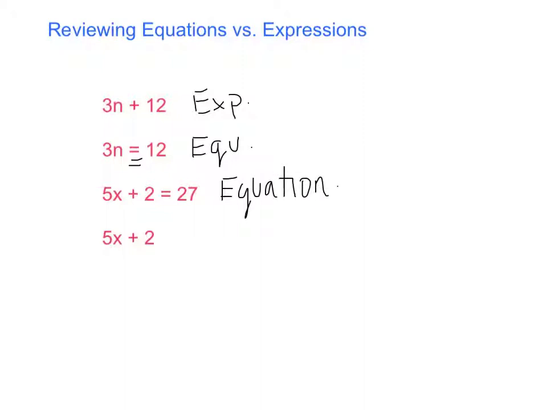And then our last one, 5x plus 2. That's just expressing something. That's telling me maybe a relationship between two things, but I don't see an equal sign, so that's not an equation because it's not solvable. So we couldn't solve for the value of x there, so that is an expression.